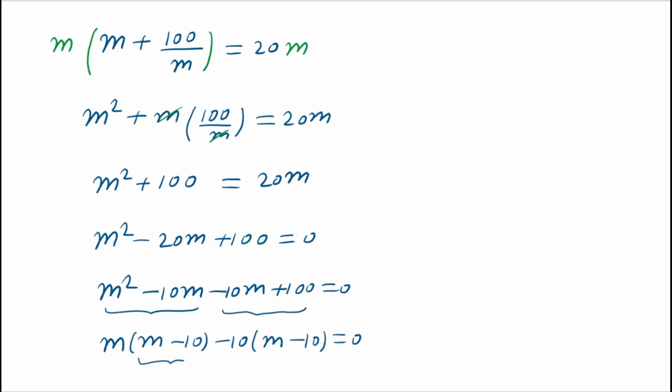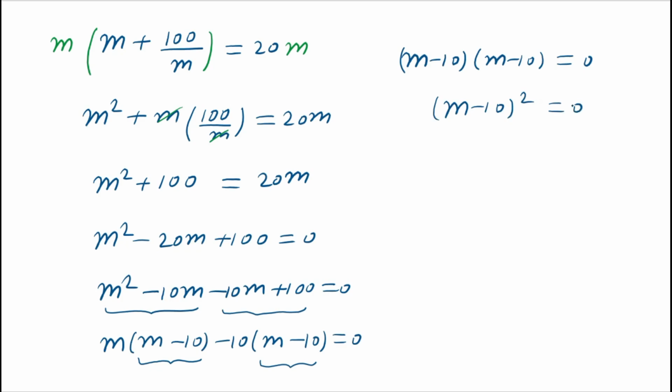In the left hand side, m minus 10 and here m minus 10 is common. Now if we take m minus 10 common in the left hand side, then you will get m minus 10, and this equals 0. m minus 10 times m minus 10 is (m minus 10) whole squared, and this equals 0.